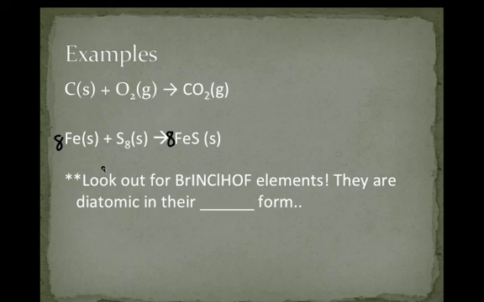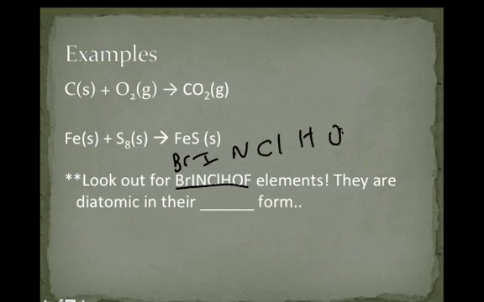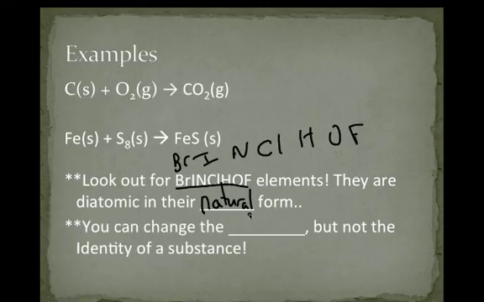Okay, so keep that in mind. I'm going to take those 8s off, and this is real important for you to understand. Remember the Brinkelhoffs, right here. That means that we have bromine, iodine, nitrogen, chlorine, hydrogen, oxygen, and fluorine. All of these elements are diatomic, or 2 atoms bonded together in nature. Okay, so they're diatomic elements in their natural form. Have to remember the Brinkelhoffs. Get that done and you're going to be good.